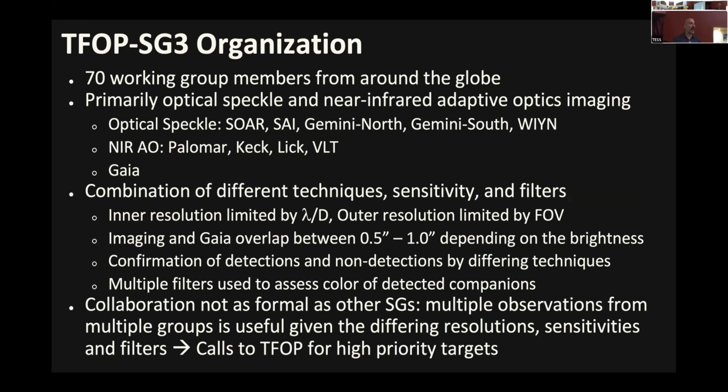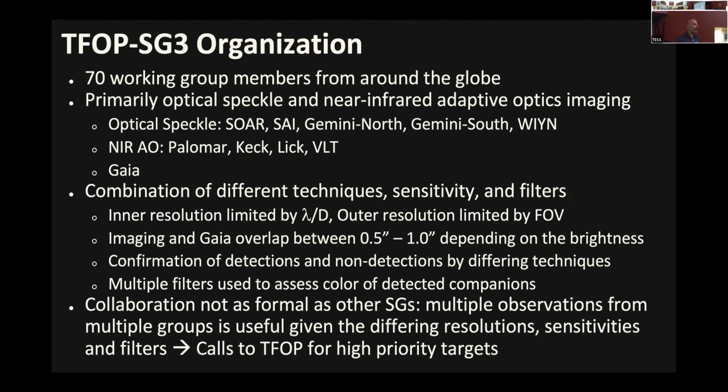We also use Gaia, and there's also a lucky imaging group. It's a combination of different techniques, sensitivities, and filters, because every telescope has its own resolution based on the wavelength and the diameter of the telescope, and also the outer edge of the field of view plays an effect, how far out you can go. But there's a really nice overlap between this group and what Gaia is providing at about the half arc second to arc second level, and that is a nice synergy.